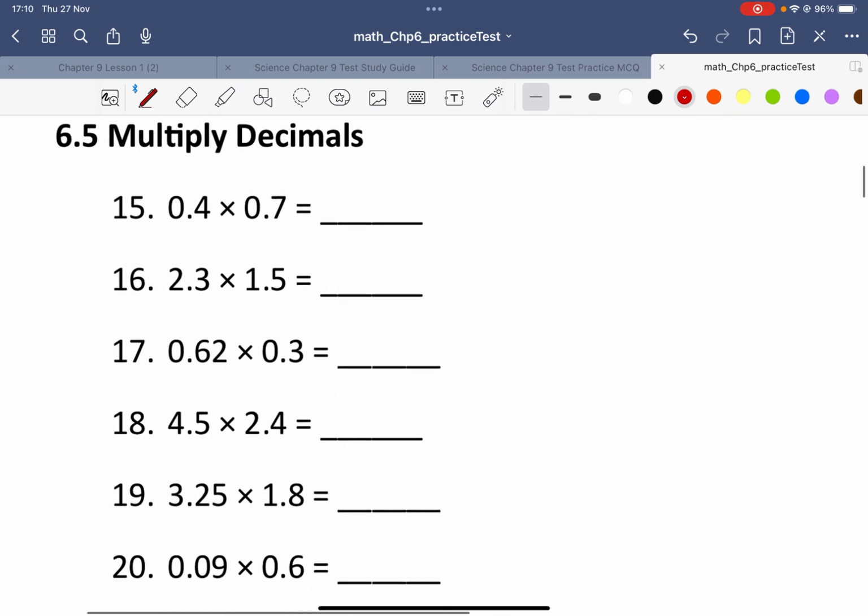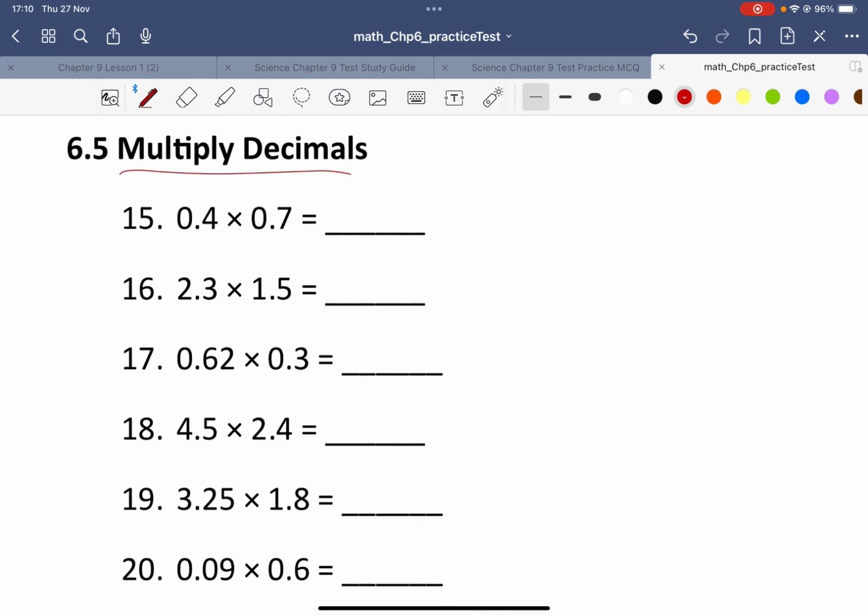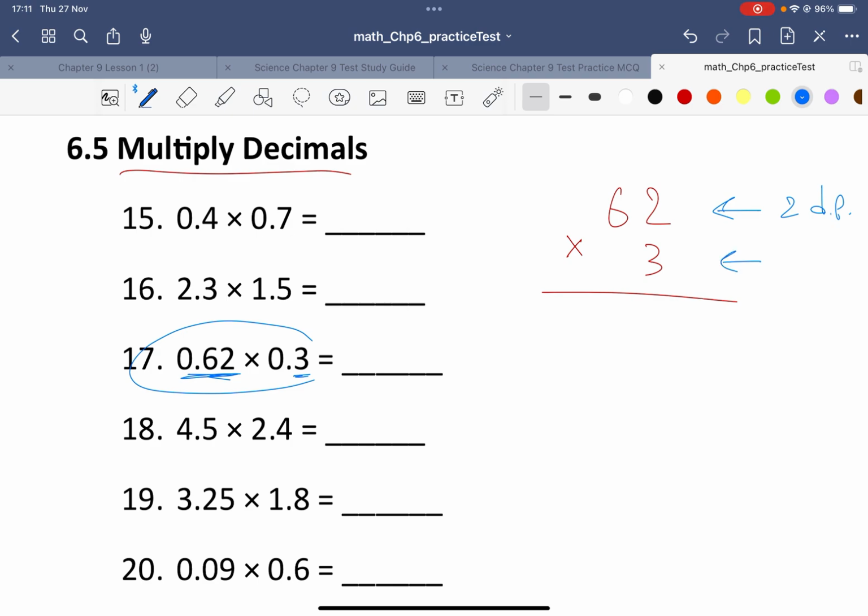Let's see this one. If we multiply the decimals together. Okay, let's pick this question. So I will just write here 62 multiplied with 3. Now, how many decimal points does 62 have? 2. This is 0.62. So you write here 2 dp. And how many decimal points does this guy have? 1. So just write here 1 dp. Add the decimal point. Your answer will be 3 decimal points. Yeah? So I know it's 3 dp.